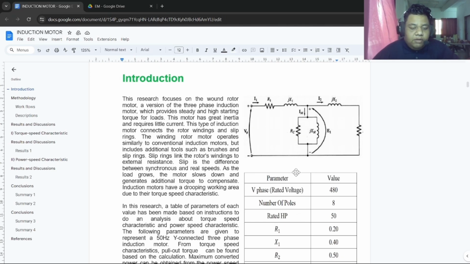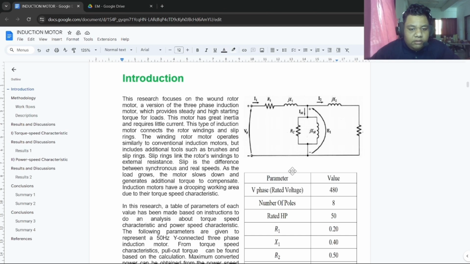Today I would like to explain about the introduction. This research focuses on the wound rotor motor, a version of the three-phase induction motor which provides steady and high starting torque for load. This motor has great inertia and requires little current. This type of induction motor connects to the rotor winding and slip ring.